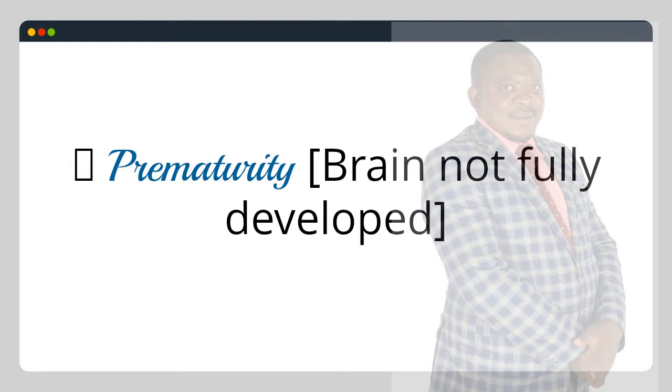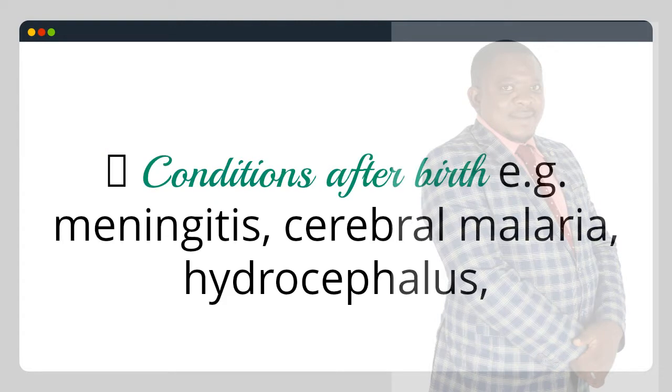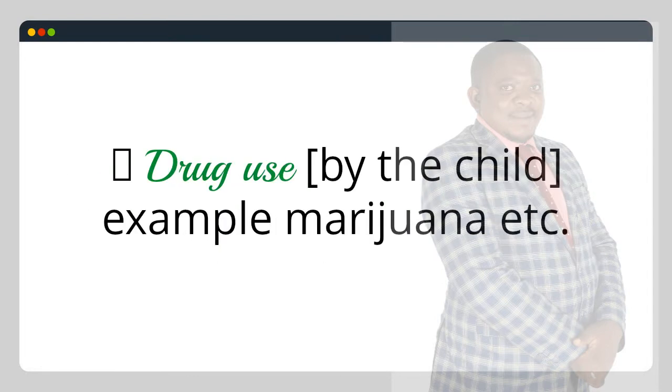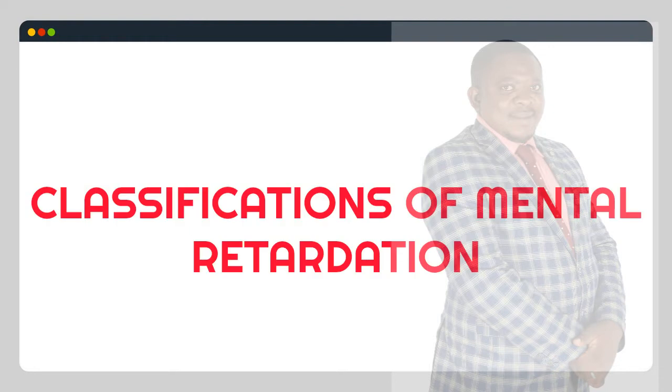Prematurity, where the brain is not fully developed. Conditions after birth, e.g. meningitis, cerebral malaria, hydrocephalus. Head injury, caused by falls, penetrating, and blunt objects. Drug use by the child, for example marijuana, etc.